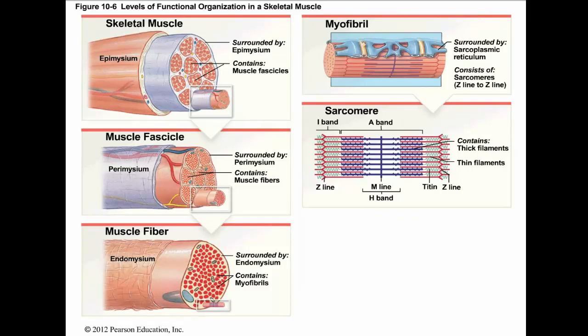And then within that, at the bottom of the picture, you can see where we've got the myofibrils. And inside, the myofibrils are surrounded by the sarcoplasmic reticulum, and that's where we have the zones that we're talking about, the I band, the A band, the Z line, and the M line, and the H band. So these are the areas where the muscle changes in length.